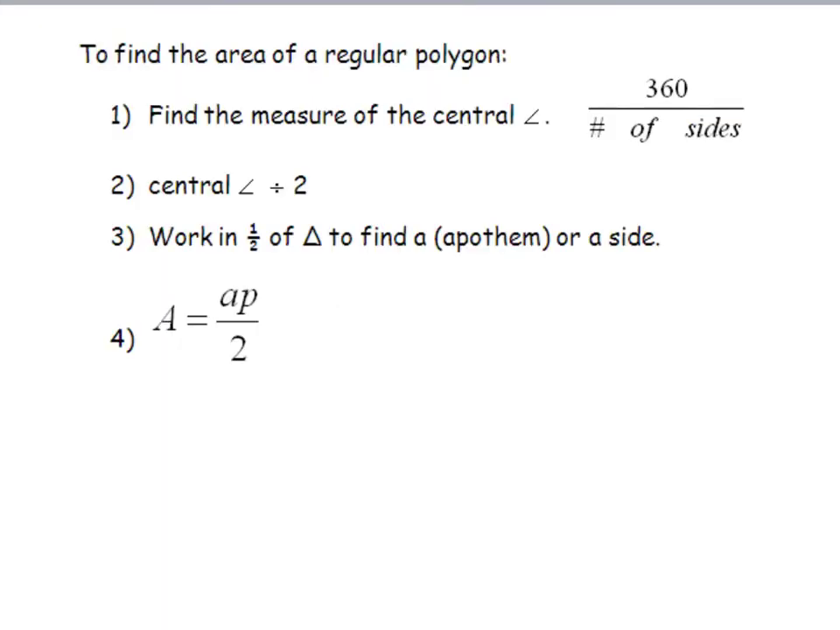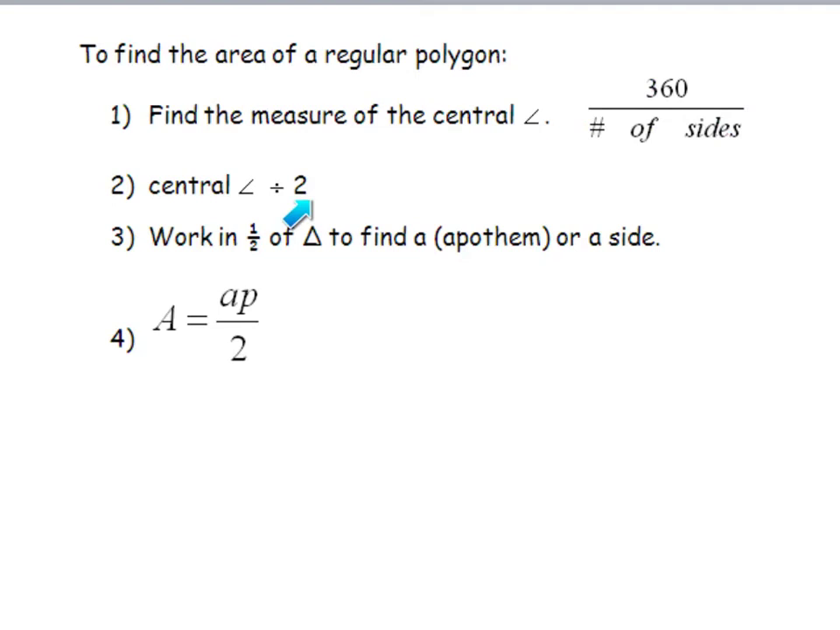Now these steps are really important because they guide you through the process of finding the area of any regular polygon. The first thing you want to do is find the central angle. We did that by finding the number of sides and taking 360 divided by the number of sides. Then you divide that central angle in half. That's what happened with the apothem: remember, the apothem split the central angle into 2 congruent angles.